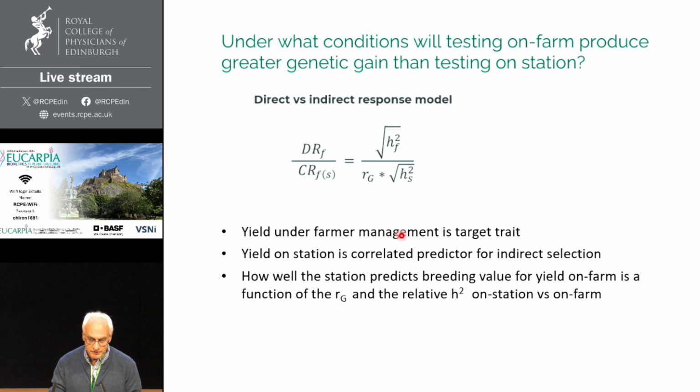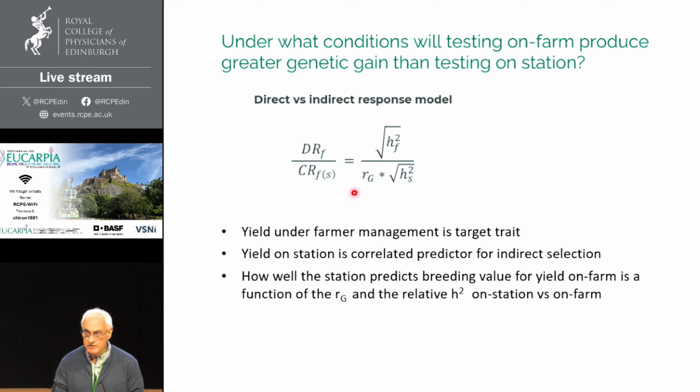So yield under farmer management is our target trait. In the UK and in Canada and the US, management on farms is usually as good or better than on the research station, so we don't worry very much about that genetic correlation. In sub-Saharan Africa, I think it's worth worrying about.